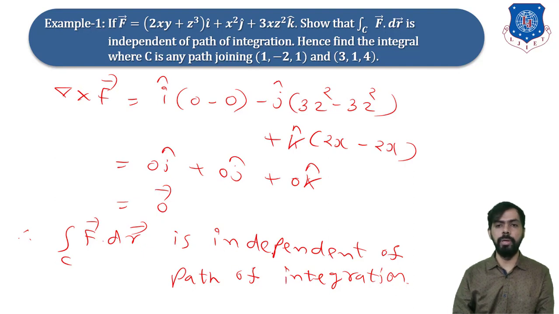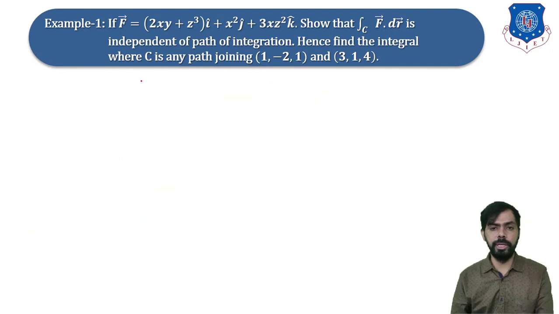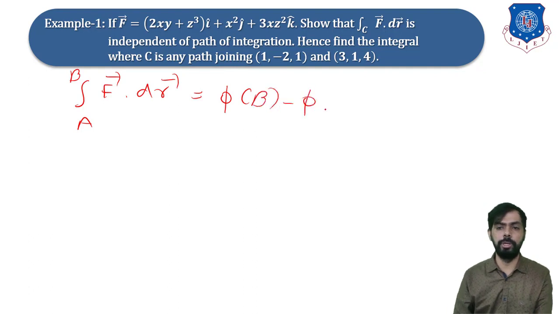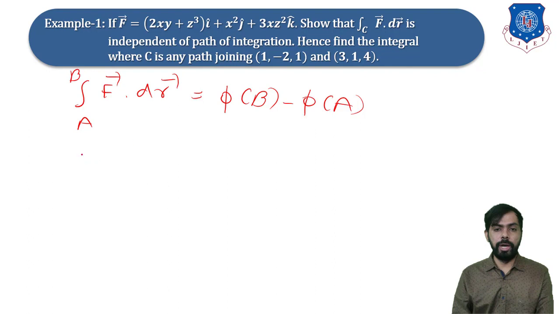Now we will have to evaluate this integration where C is any path joining (1, -2, 1) and (3, 1, 4). For that purpose we will have to find the scalar potential phi, because the integration of F dot dr from point A to point B will be phi B minus phi A. So first of all we will have to find the scalar potential phi.